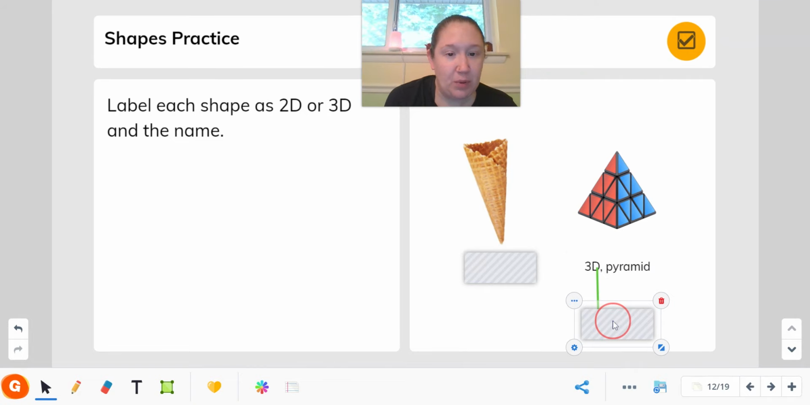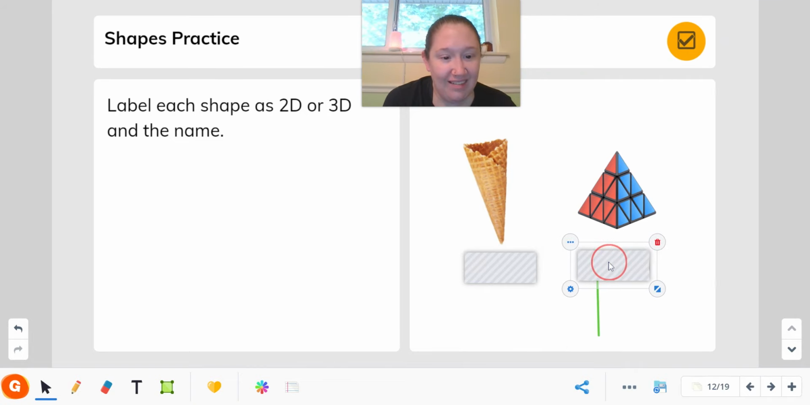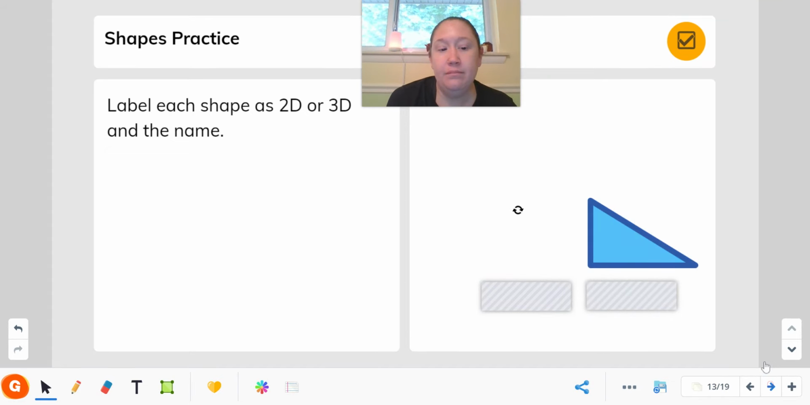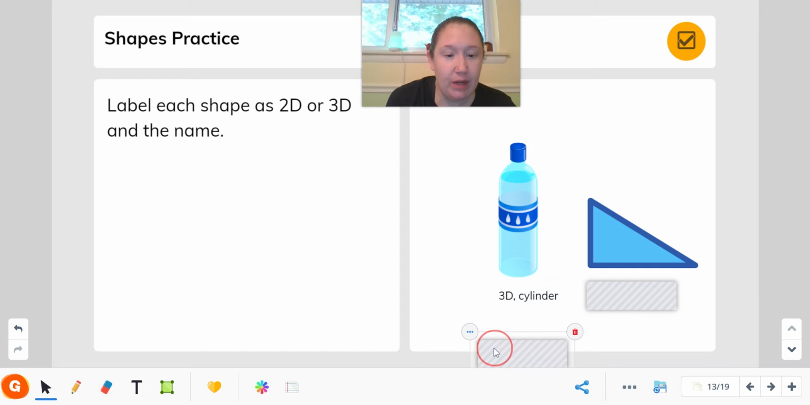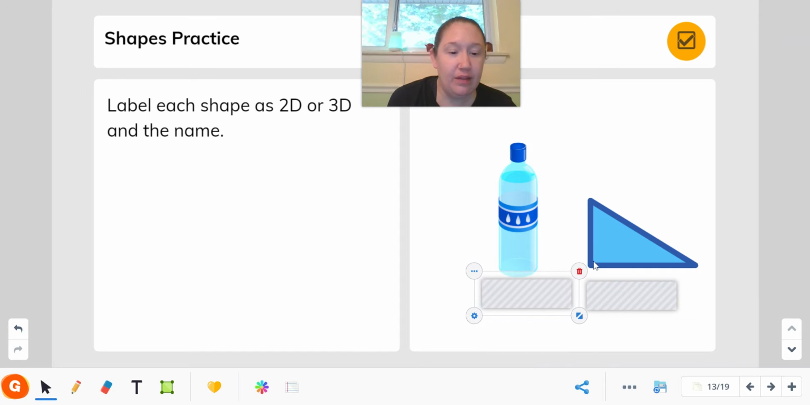They are both 3D. How about here? We have, okay, so the first one, the water bottle, is that 2D or 3D? It is 3D because it seems to pop out from the screen. 3D, it's a cylinder. And this right here, three sides, what shape is that? It is a triangle. And is that 2D or 3D? It is 2D.